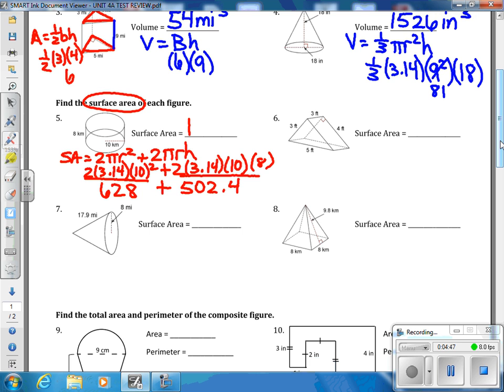And the grand total comes out being 1,130.4 kilometers squared. Remember, all area, surface area included, gets a 2 in the air. Okay.